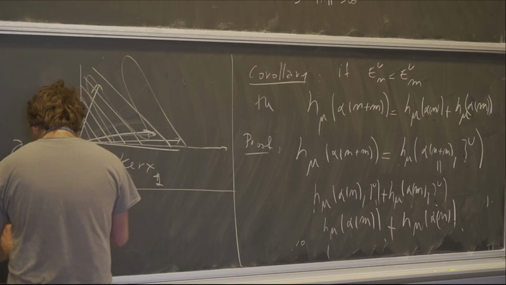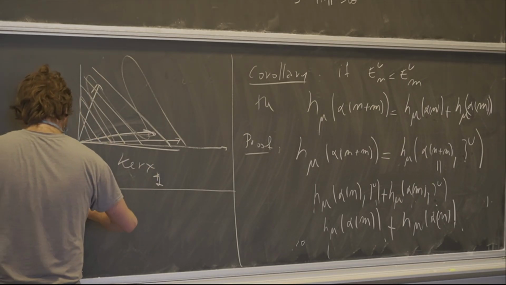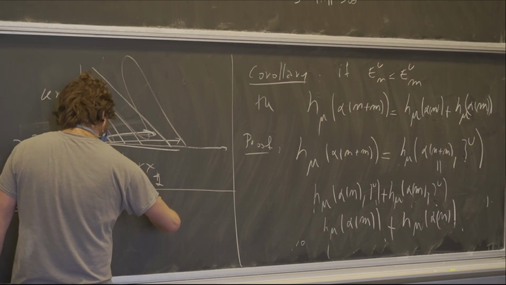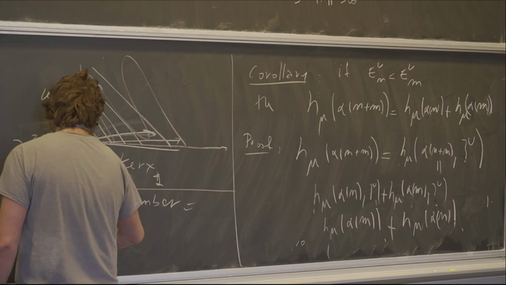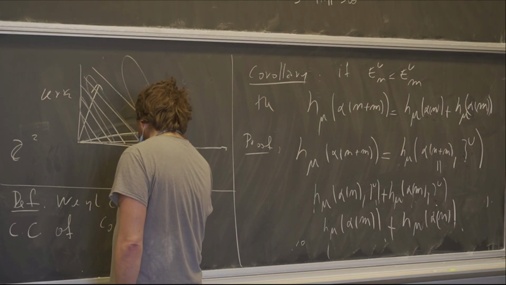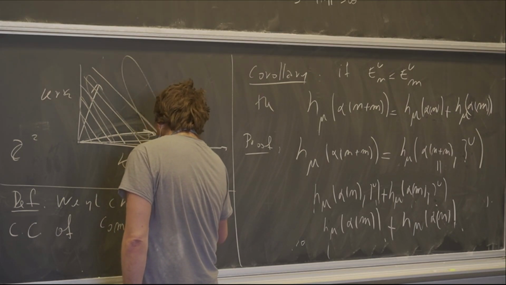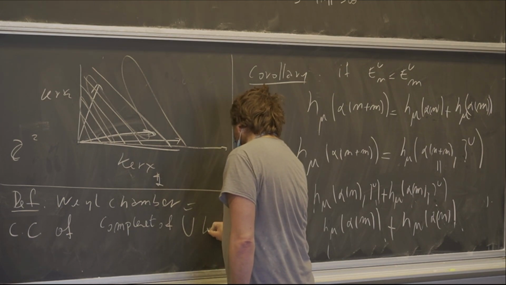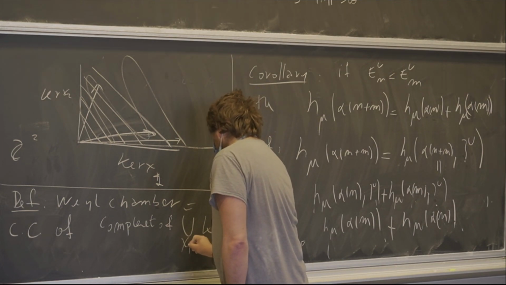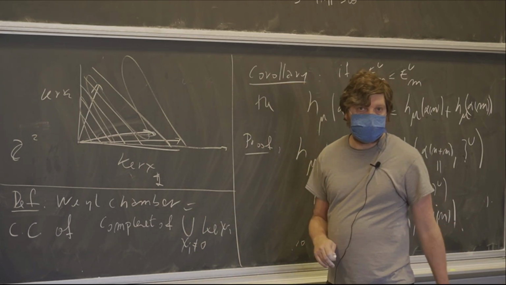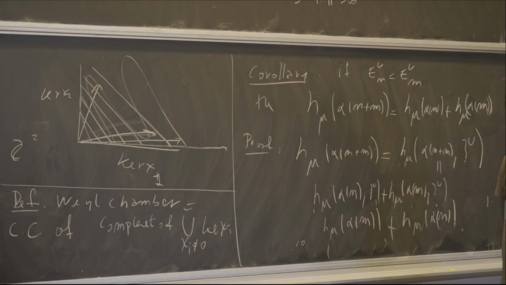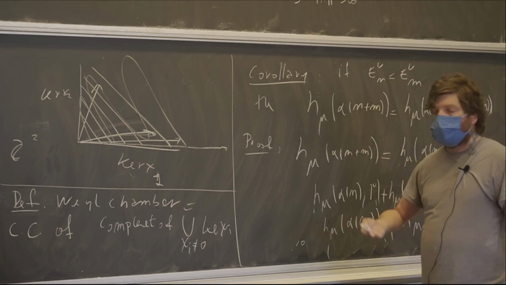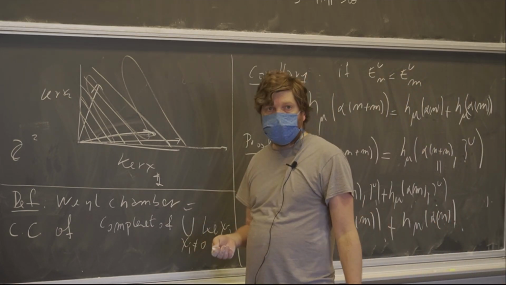So a corollary of this. Well, maybe let me remind you what a Weyl chamber is. A Weyl chamber equals a connected component of the complement of the union of the kernels of chi i, so all non-zero vectors. So I pick the union of the codimension 1 kernels, take the complement, it's a bunch of cones. Each connected component is a cone, which is called a Weyl chamber.